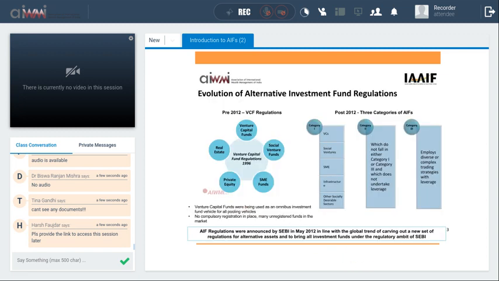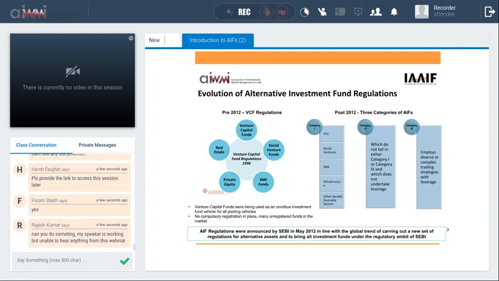Now, essentially, if you look at the alternative investment fund industry in India, it's quite recent. The regulations were introduced in the year 2012, so it's still a new industry. It has 5 years under its belt. However, the precursor to the AIF regulations 2012 was the 1996 venture capital fund regulations.